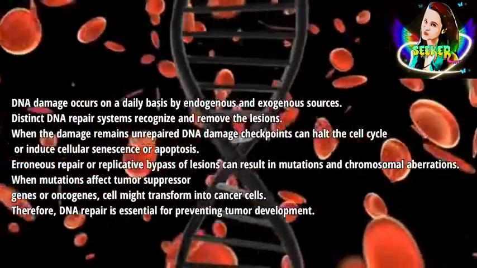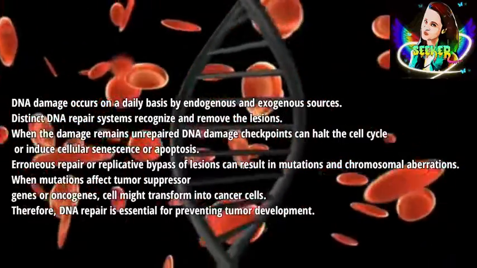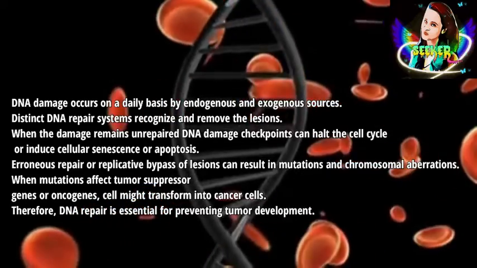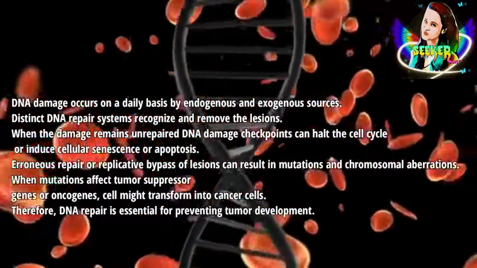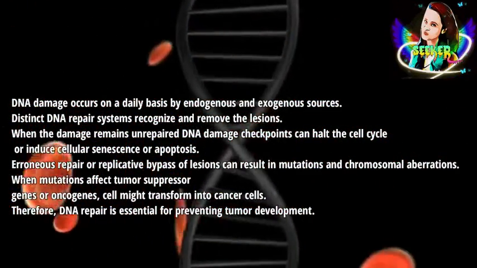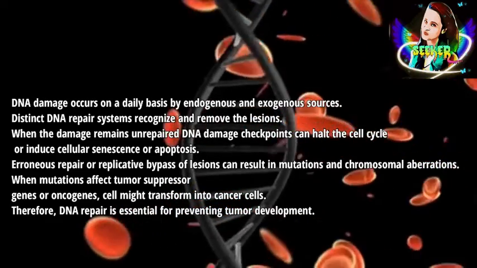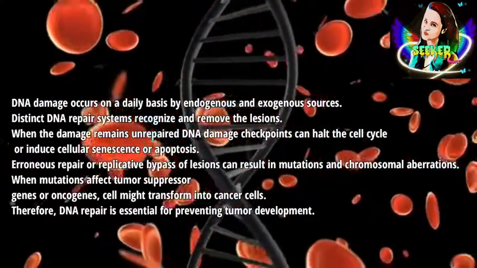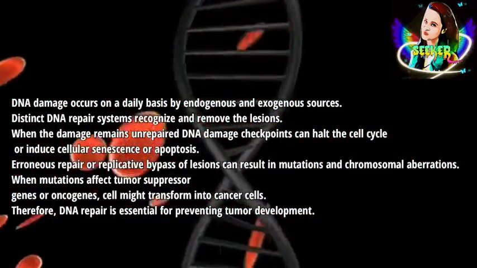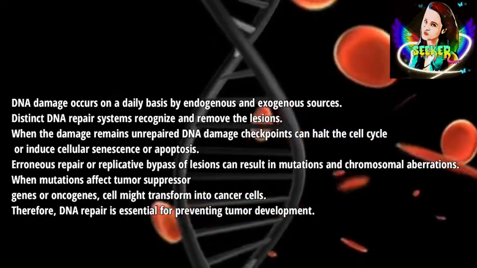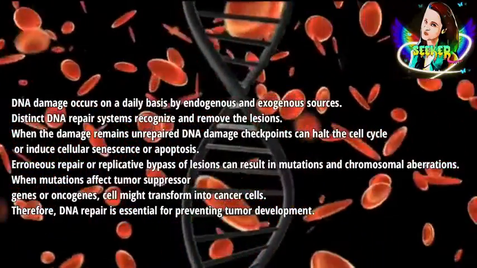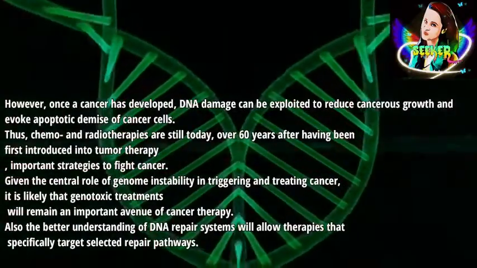DNA damage occurs on a daily basis by endogenous and exogenous sources. Distinct DNA repair systems recognize and remove lesions. When the damage remains unrepaired, DNA damage checkpoints can halt the cell cycle or induce cellular senescence or apoptosis. Erroneous repair or replicative bypass of lesions can result in mutations and chromosomal aberrations. When mutations affect tumor suppressor genes or oncogenes, cells might transform into cancer cells. Therefore, DNA repair is essential for preventing tumor development.